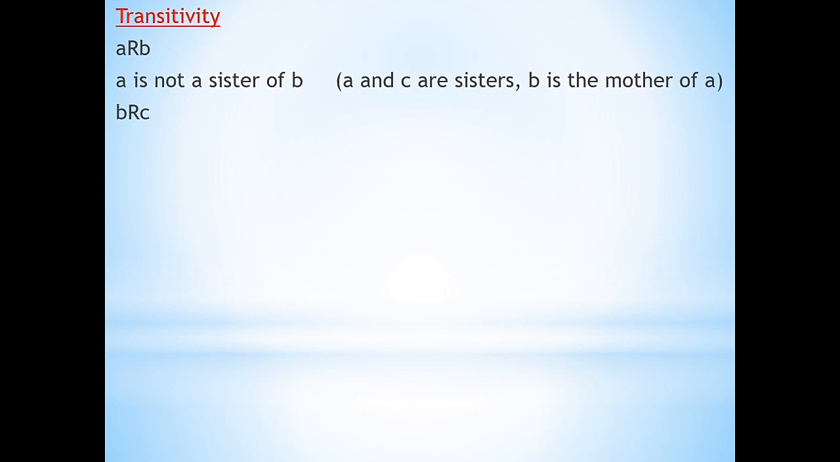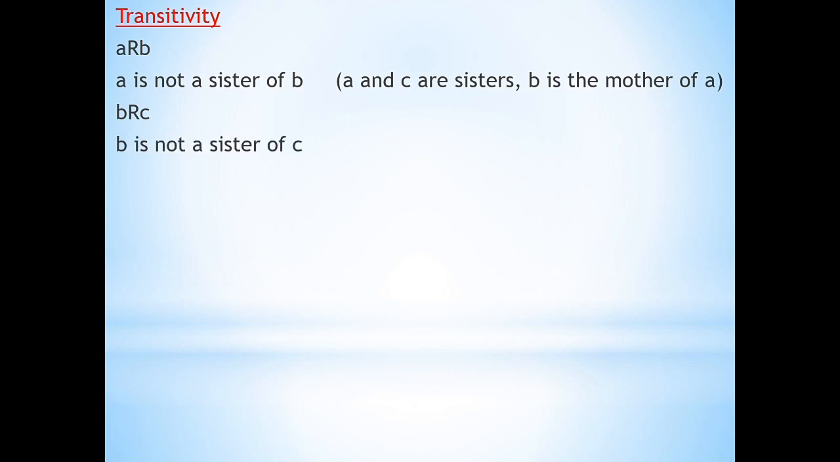Now B is related to C. How do we have to check that? How are B and C related? So B is a mother to C, isn't it? So B is a mother to C. So B is not a sister to C. So this is also true.